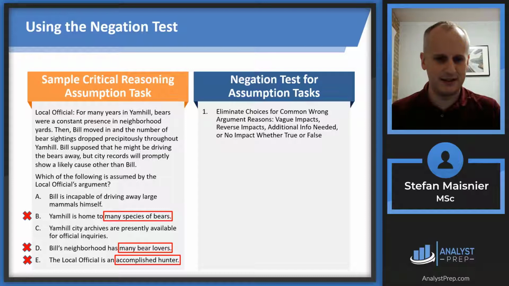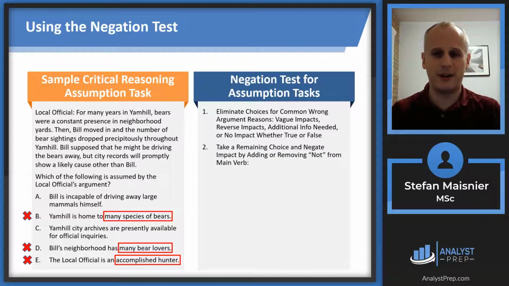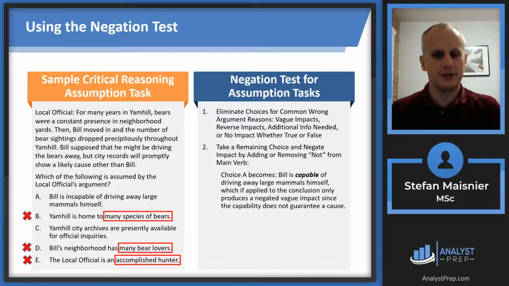So we eliminate E as well as B and D, and we're down to basically the two where we can apply our negation test. So we begin by just taking the first remaining choice and negating the impact by adding or removing not from the main verb, or in this case, we can basically just remove the part of incapable and just make it capable for the opposite. So choice A becomes Bill is capable of driving away large mammals himself.